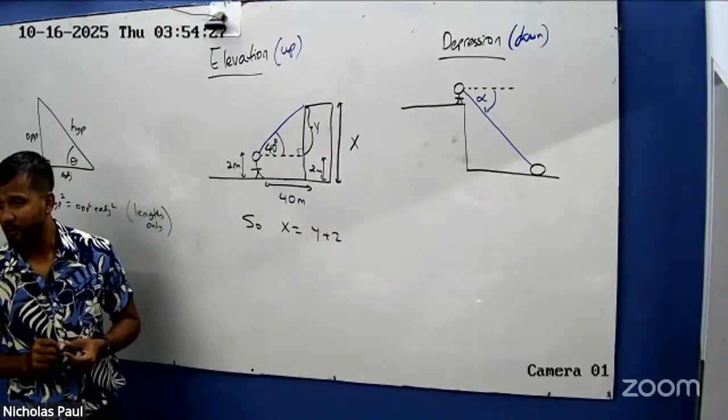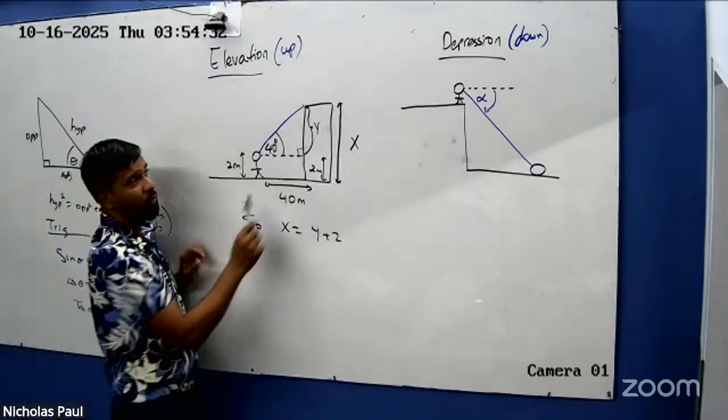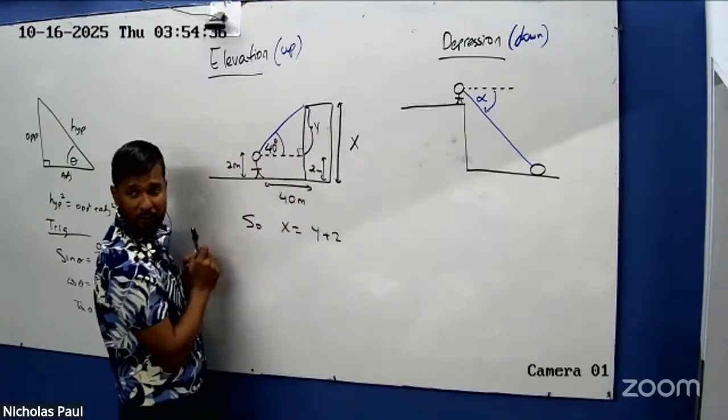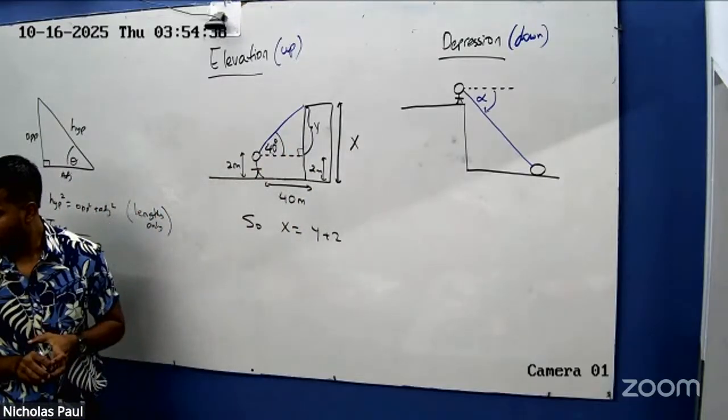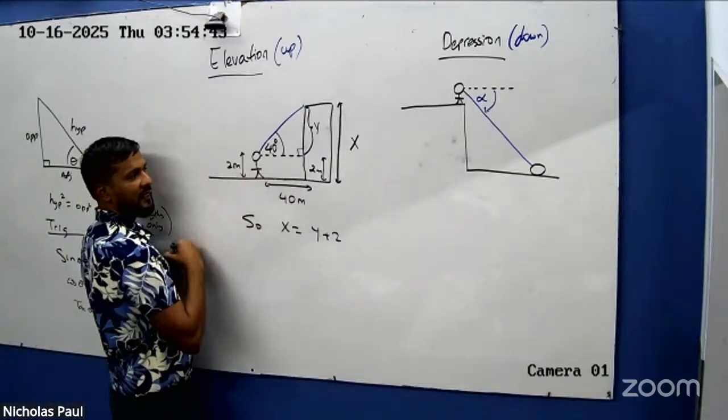Anybody lost? Are they okay? Right? So to get Y, we're focusing on this triangle here. Are you okay with that? So how much is here to here? Here to here is 40 meters, right?